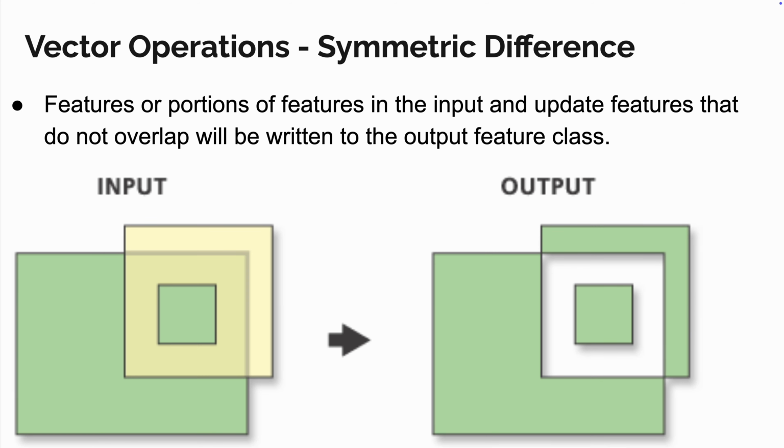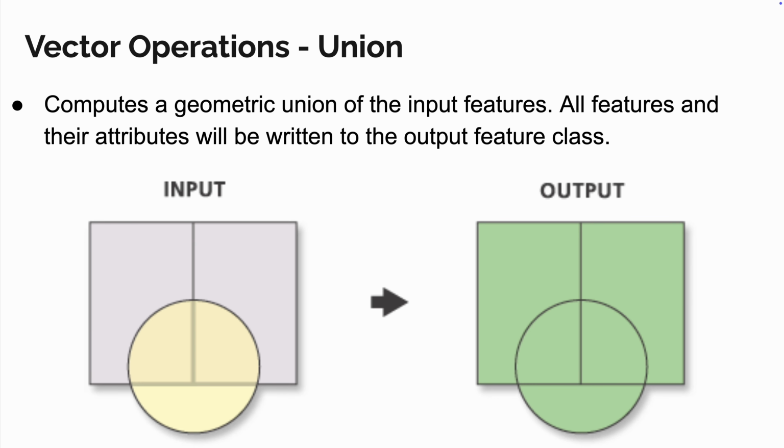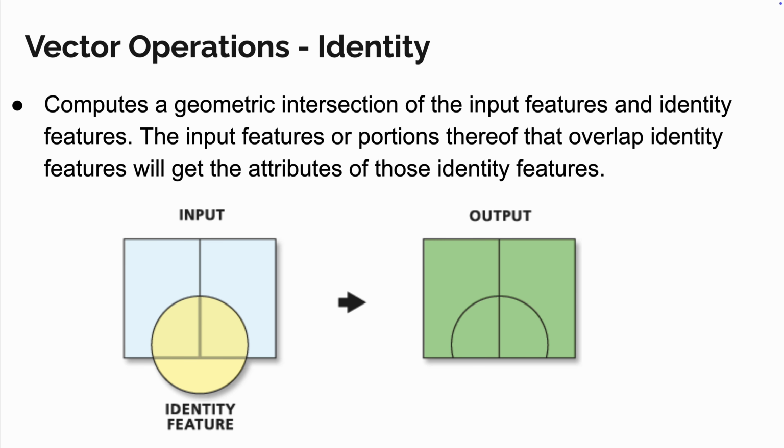And we can do kind of more fancy operations too, like a symmetric difference operation, which kind of does an erase and an append at the same time. Basically, the areas that overlap get removed and the areas that don't overlap get saved. And then there's a union, so taking all of the features that overlap here and writing the output to a table and a feature class that consists of everything that overlaps the geometric union of the inputs.